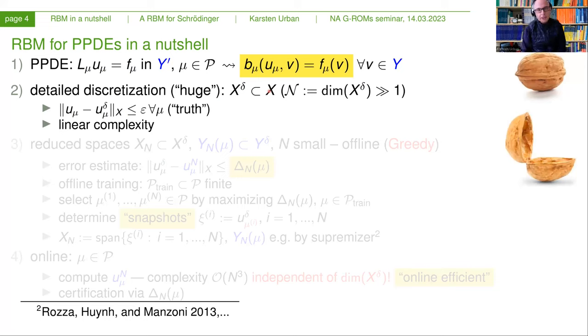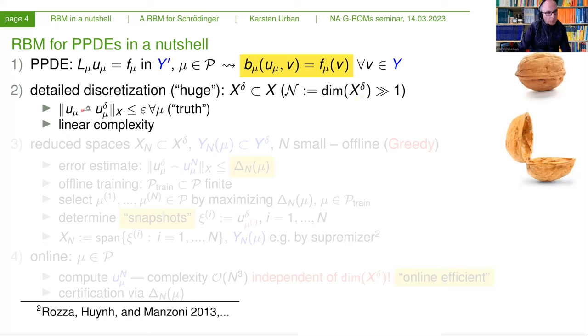And as we typically assume in the RB context, we have a detailed discretization at hand. Often in the reduced basis framework it is denoted with curly N, though I would want to use delta here because delta could be a space and time discretization index. So think of a couple of delta t and h. However, the dimension of this detailed discretization is the curly N, and we think that this is very large, so that you cannot afford to use that in an online or multi-query context.